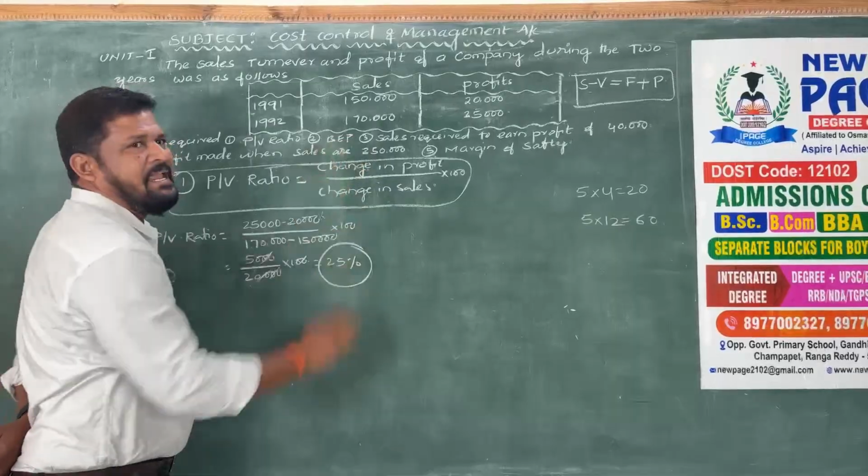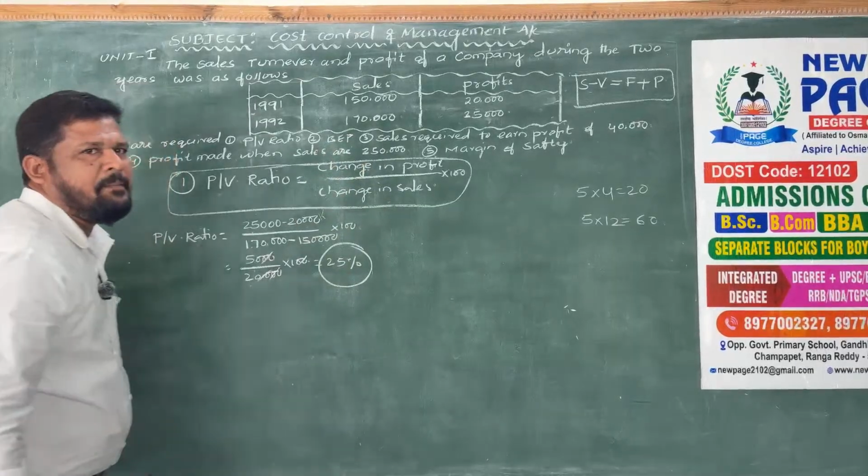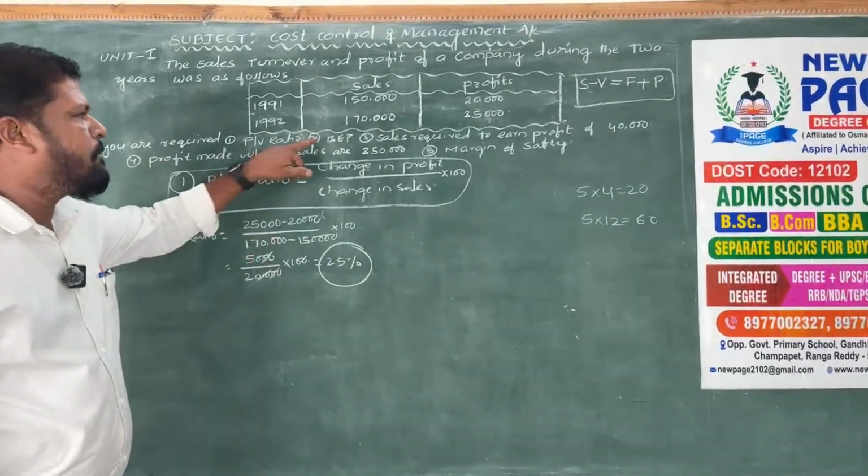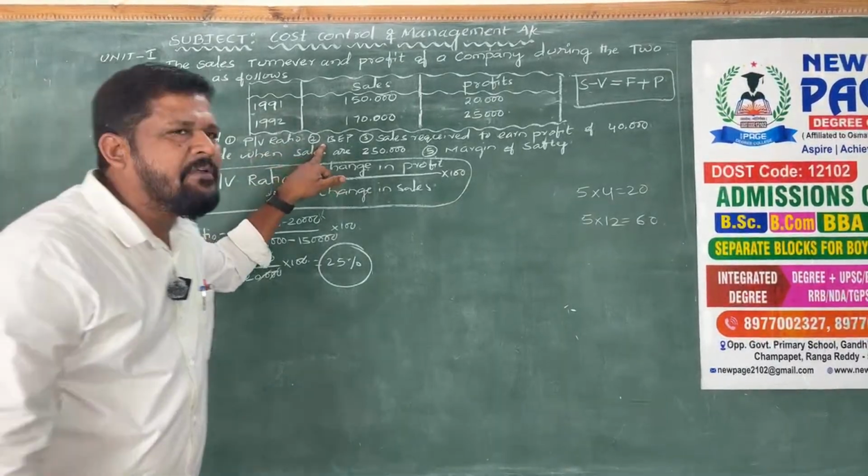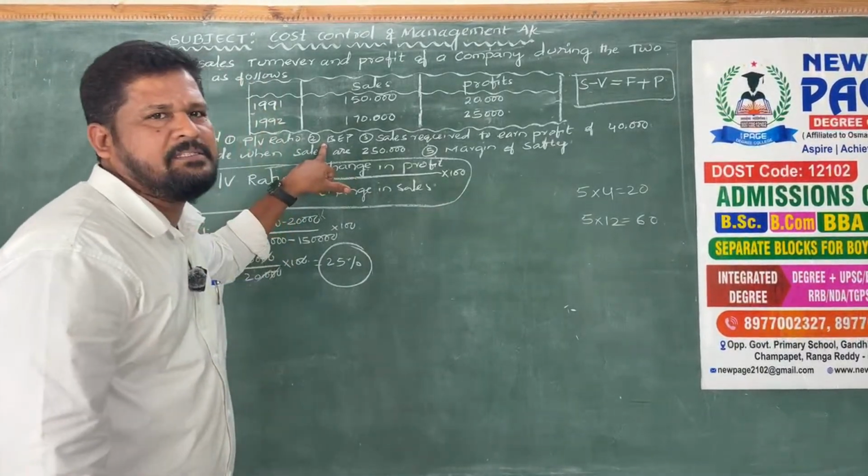Second one is BEP. You know BEP, break even point. At this point, total revenue is equal to total expenses.